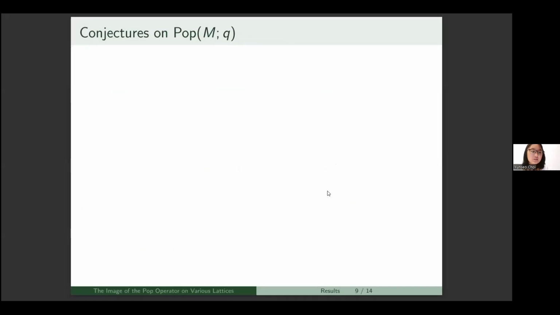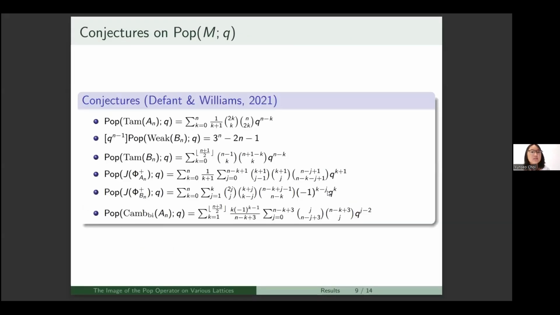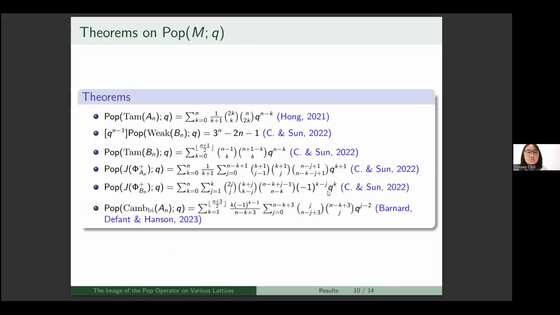And so yeah, in addition to defining this generating function, Defant and Williams conjectured that the generating function takes the following form for the following 6 lattices. And since then, all of these problems have been solved. Hong in 2021 was the first to solve the first conjecture. Myself and my collaborator Nathan Sun have proved the middle 4 conjectures. And most recently, Barnard, Defant, and Hanson proved the last conjecture.